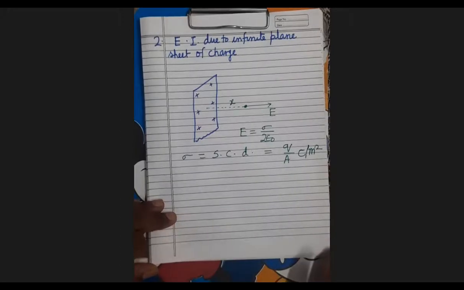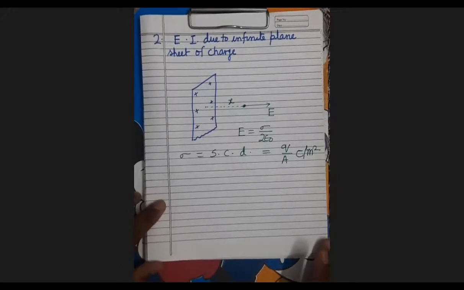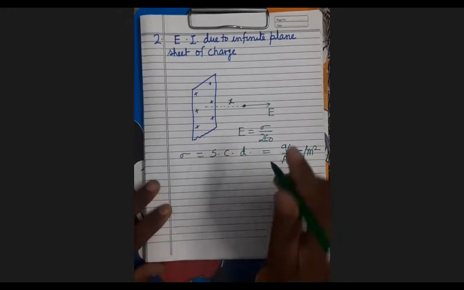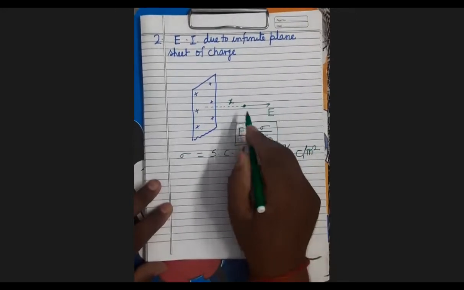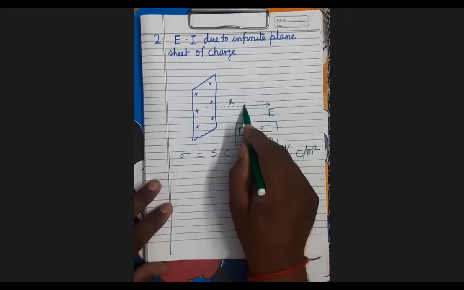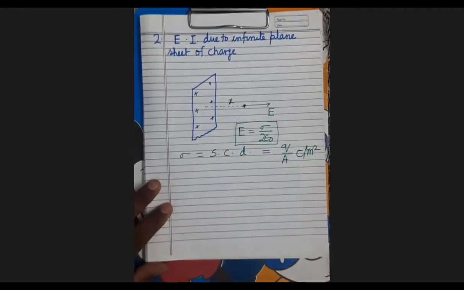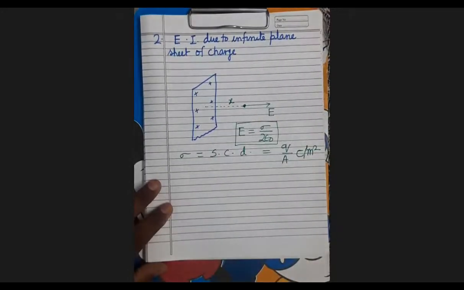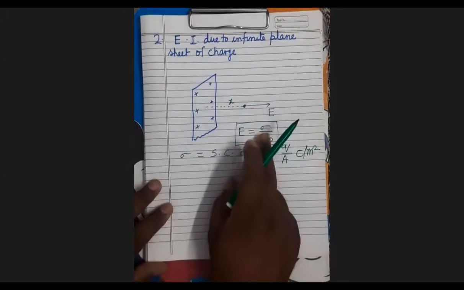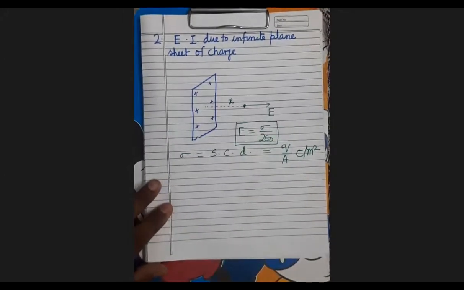Coulomb per meter square. You can notice here that the value of E does not depend upon the distance of the point from the plane sheet of charge. This is for a closely spaced point, not for a very far point. This formula is for a closely spaced point, meaning a point near the sheet. It does not depend upon x, and why is it so?